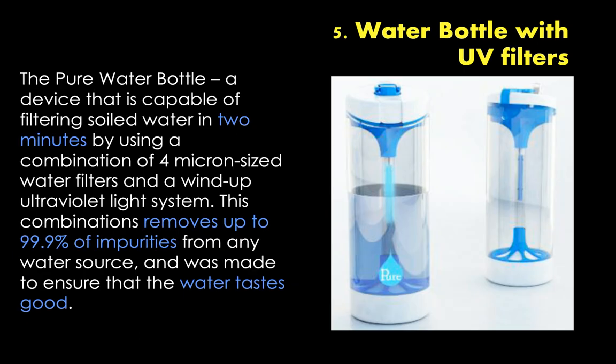Five, these are water bottles with UV filters. And so they can actually filter water very, very quickly in as little as 2 minutes. And basically what they do is they have very, very tiny water filters in them and then a wind-up ultraviolet system. You can see that wind-up system at the top. And between the UV treatment and the removal system, it can remove 99.9% of impurities from any water source.